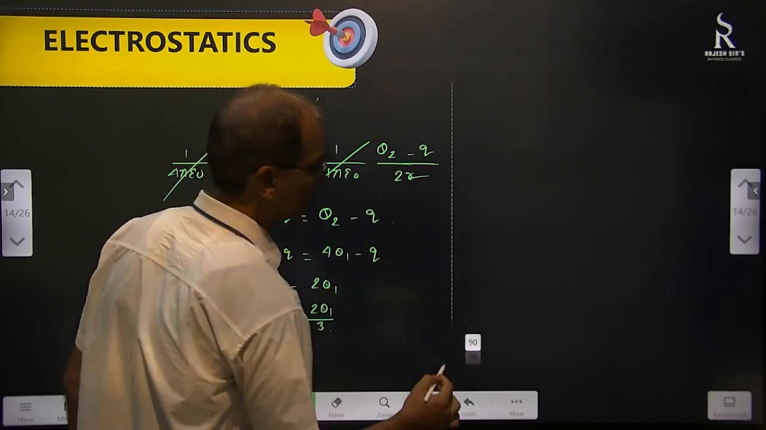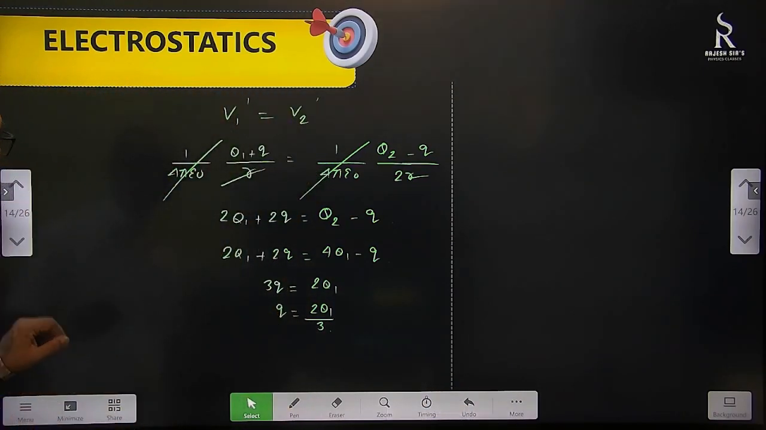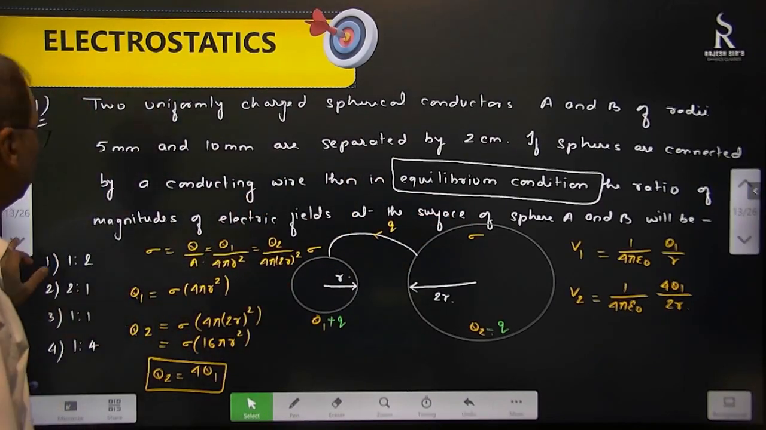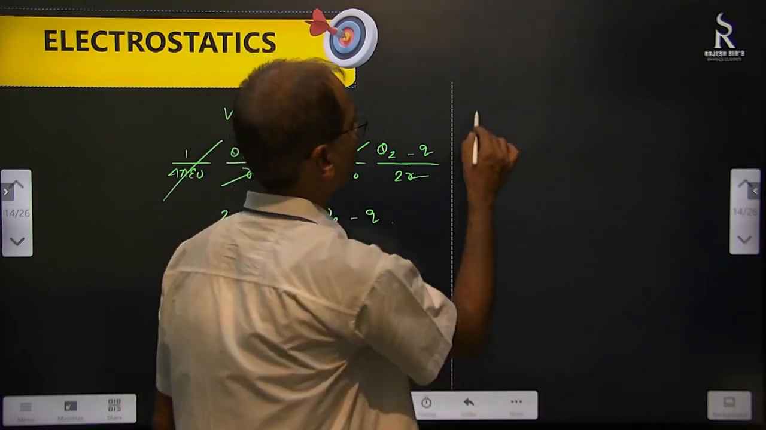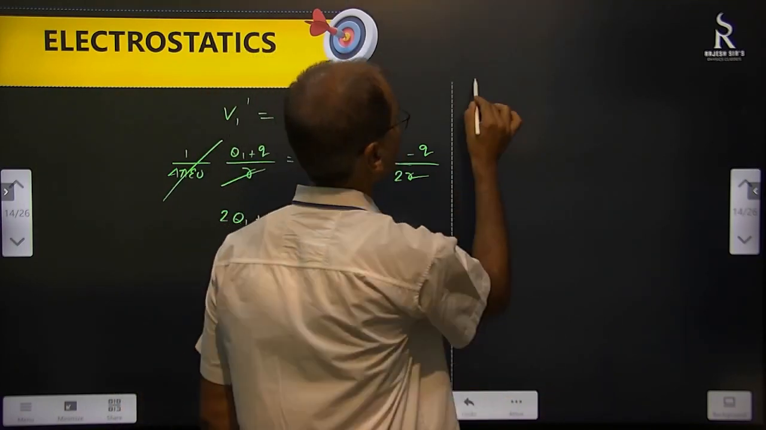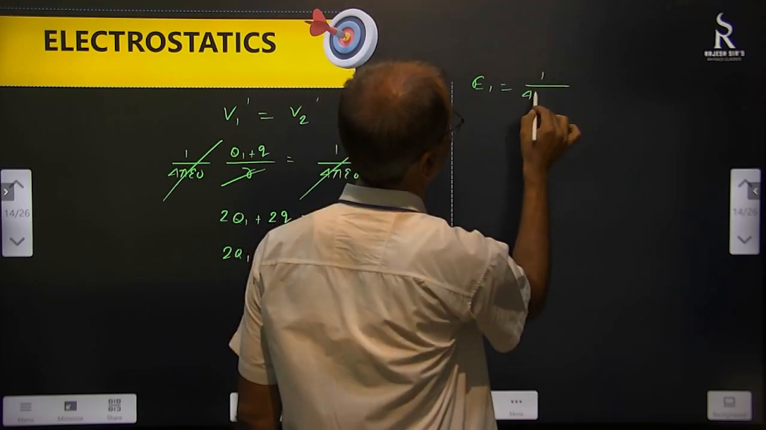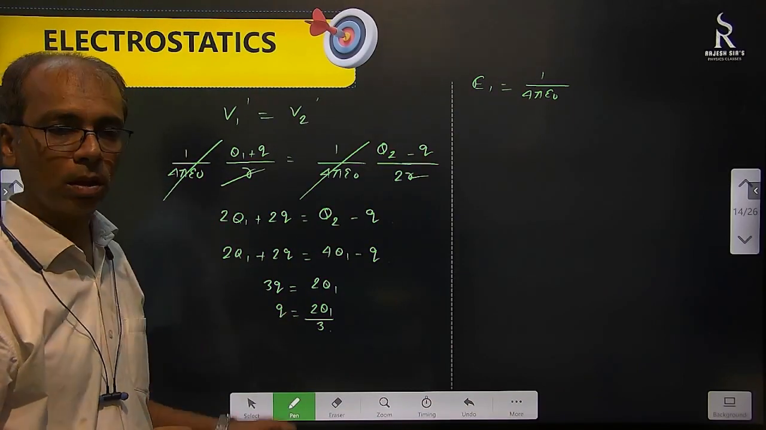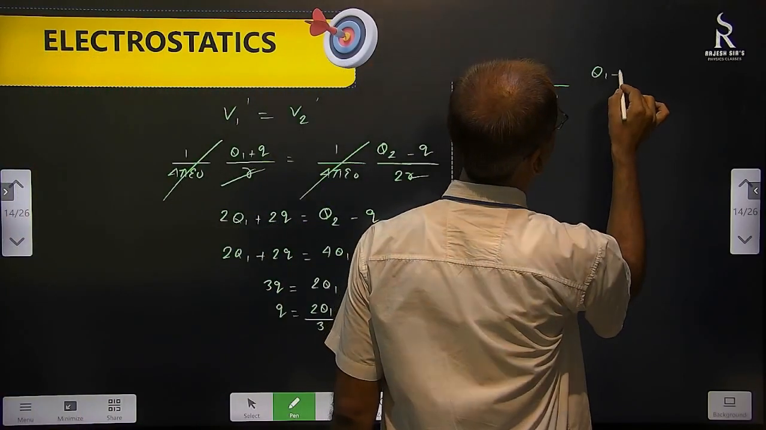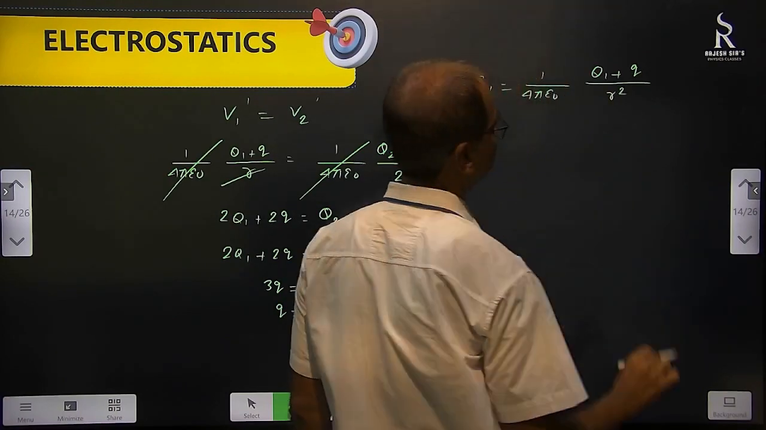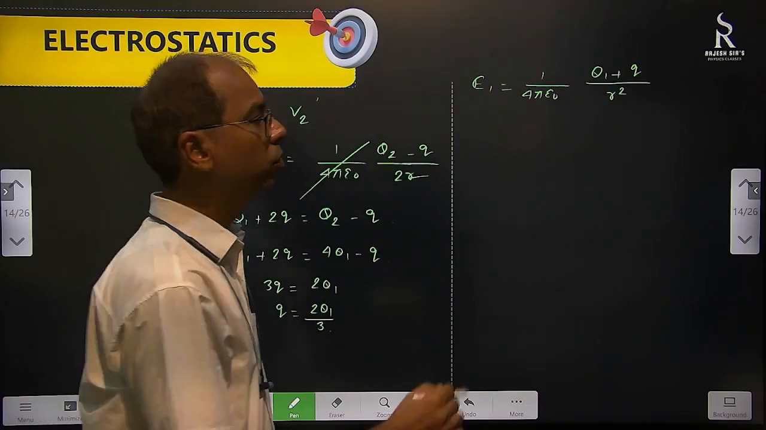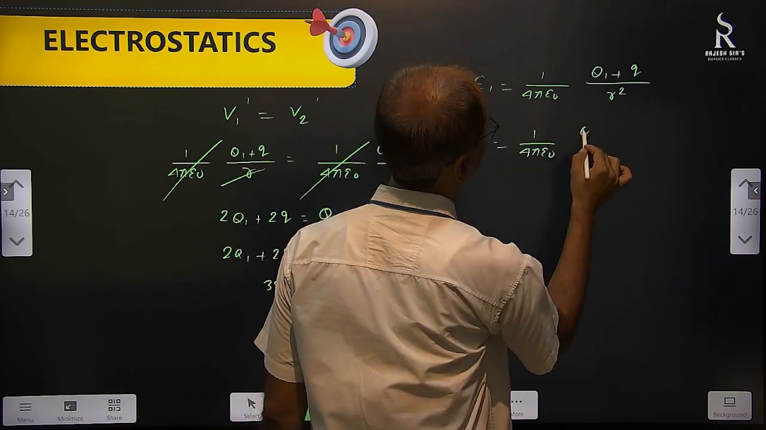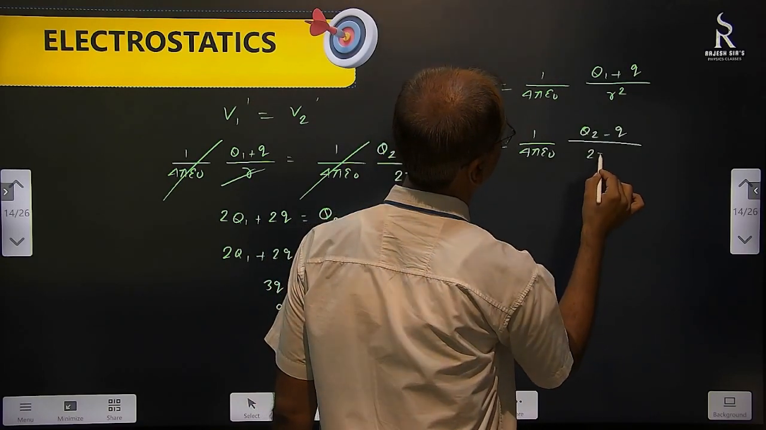Now the main thing we have done already. Now what is the question asking us? The question is asking us the magnitude of electric fields at the surface. Okay, fine. So the electric field at the surface of the first one is what? 1 by 4 pi epsilon naught. Now what is the charge on the first one? Q1 plus Q. So Q1 plus Q by R square. What is the electric field on the surface of 2? 1 by 4 pi epsilon naught Q2 minus Q by 2R whole square.